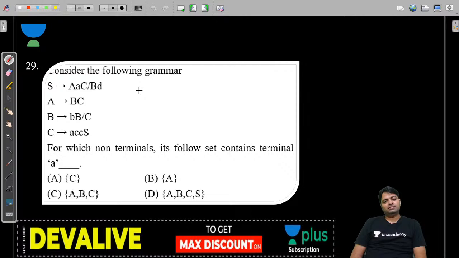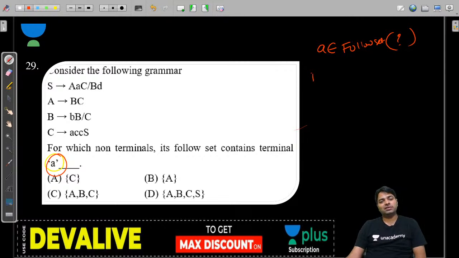Fine. Follow set contains A: you need to find all the follow sets, because you don't know which follow set contains A. Okay, we require finding the follow of S first. S is here, and dollar is anyhow present, and follow of S is nothing but follow of C. So you have to compute follow of C before answering follow of S.